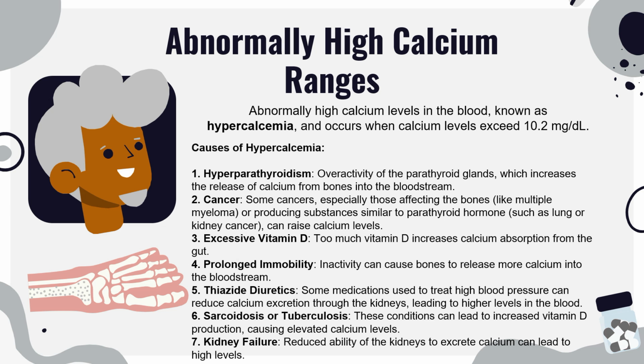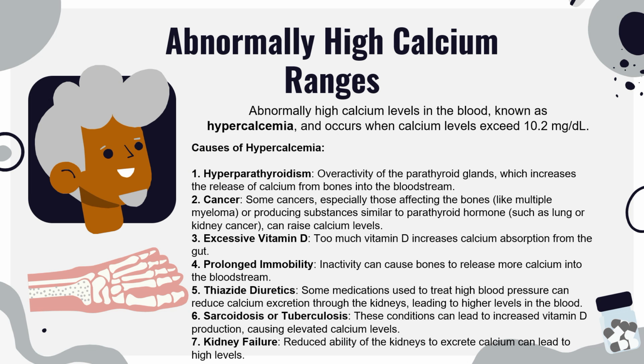At number 2, we have certain cancers. Some cancers, especially those affecting the bones, like multiple myeloma, or producing substances similar to the parathyroid hormone, such as in lung or kidney cancers, can raise the calcium levels in the blood. Number 3 is excessive vitamin D. Too much vitamin D can increase the calcium absorption from the gut, leading to higher than normal ranges. At number 4, we have prolonged immobility. Inactivity can cause the bones to release more calcium into the bloodstream than needed, causing hypercalcemia to develop.